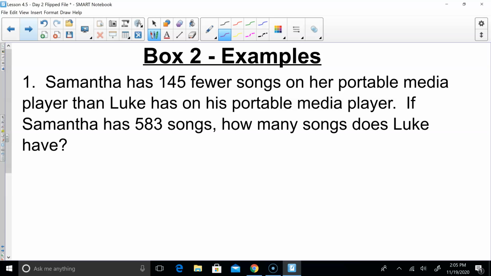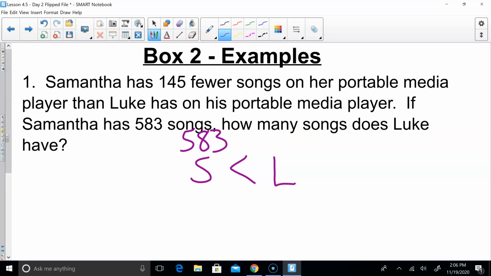Samantha has 145 fewer songs on her portable media player than Luke has on his portable media player. If Samantha has 583 songs, how many songs does Luke have? Alright, so let's read this again. I'm having Samantha on one side and Luke on the other side. So Samantha has 145 fewer songs on her portable media player than Luke has on his. So Samantha has less than Luke. Alright, if Samantha has 583 songs, how many songs does Luke have?